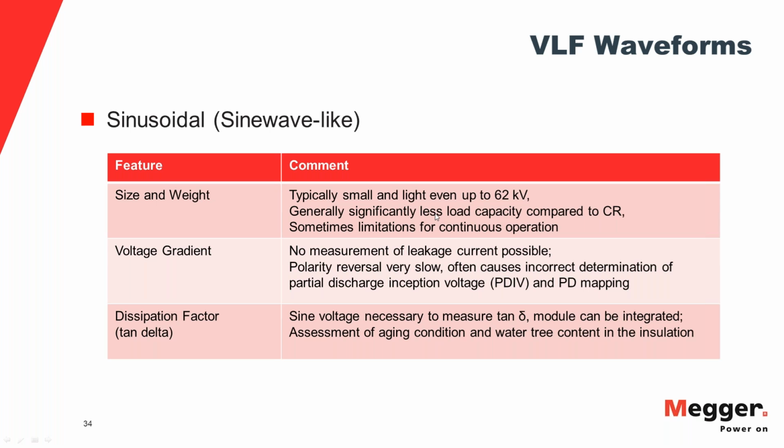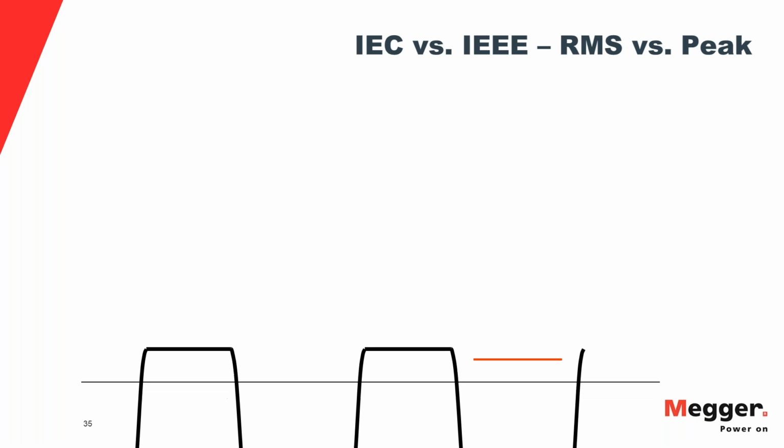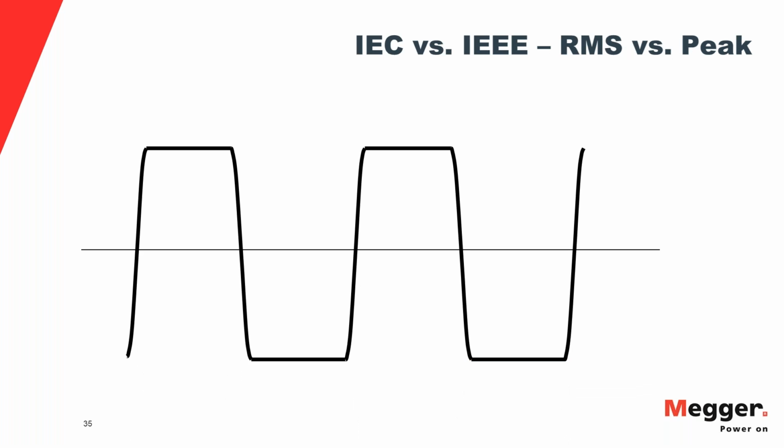It is very slow, and that causes performance issues if you use it for PD testing. So yes, you can do PD diagnostics with a VLF waveform, but you have to make sure you understand the differences. There are two VLF waveforms, and the statement that it is not really producing results comparable to a power frequency like test set is true only for the sine wave, not for the cosine rectangular. And then I compared the waveforms.